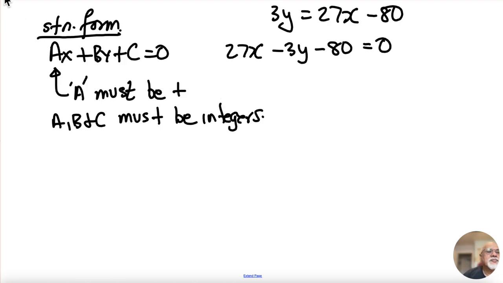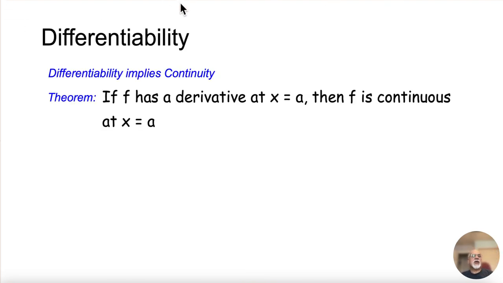Now that we know how to do a derivative, or how to differentiate something, we need to discuss differentiability. This is just a theorem, and there's certainly no proof of it here, but I'm just stating it. Differentiability implies continuity. So if f has a derivative at x equal to some value, then f will be continuous at that point. Remember what the derivative represents: the slope of the tangent at x equal to a. So f will be continuous at that point, x equals a.